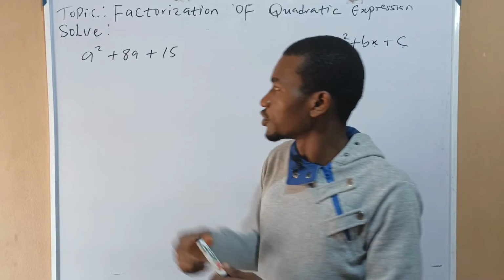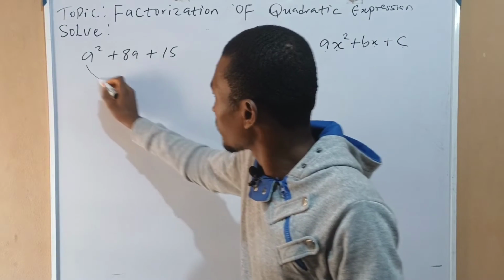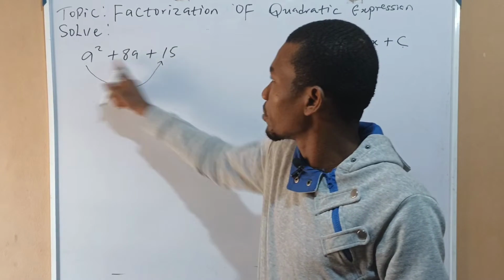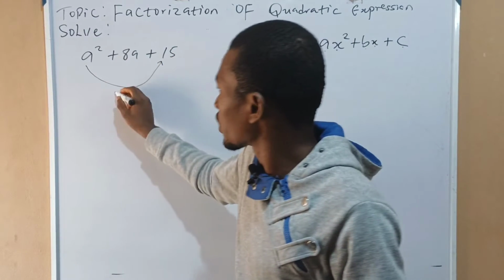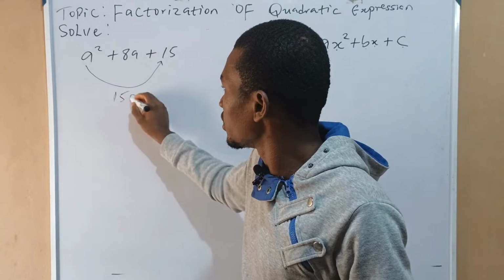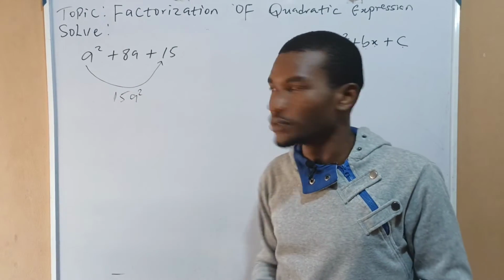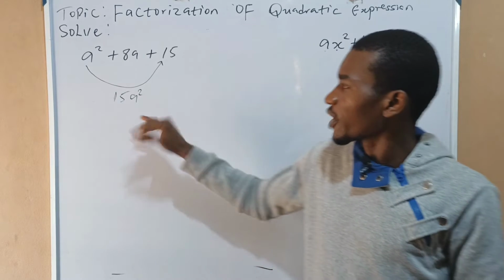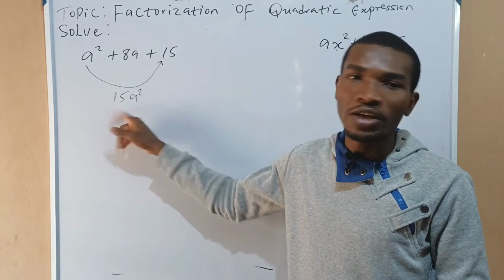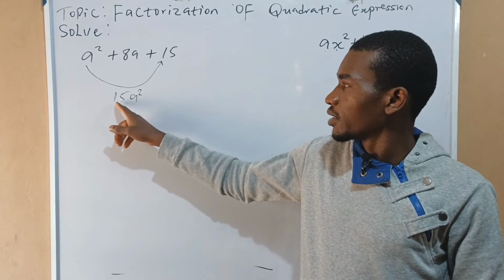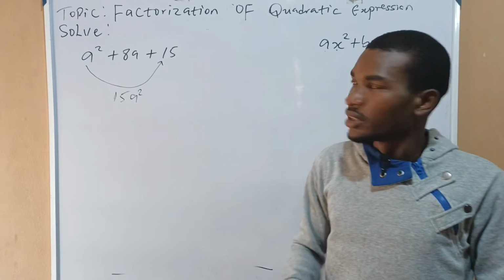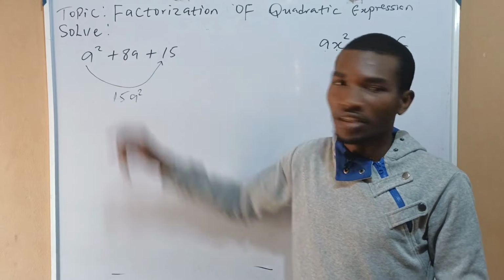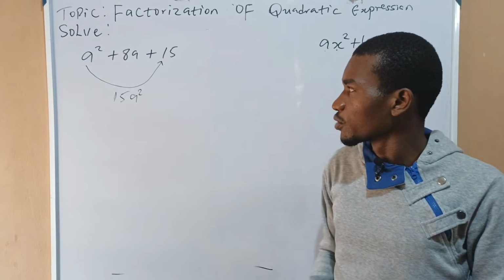The first thing we are going to do is to multiply a squared with 15. So a squared multiplied by 15, we are going to have 15a raised to the power of 2. The next thing we are going to do is to look for two factors that when we multiply them together, we obtain 15a squared. Then when we add those two factors together, we are going to have 8a. And what are those two factors?